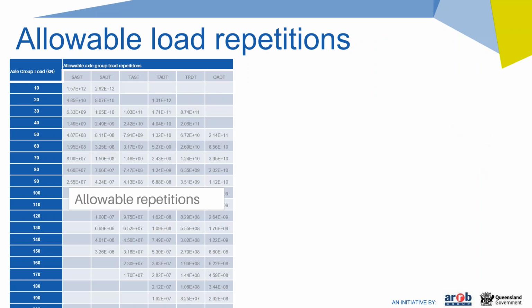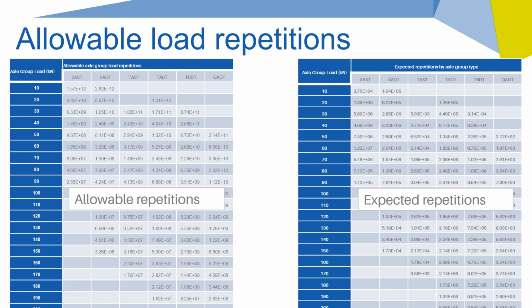Actually, here it is shown on this slide. So I've actually applied that equation from the previous slide into every cell within that table, and it's given us the allowable loading for every combination of axle group type and every load level. So we're now at the point where we can start comparing this to the design traffic, or our expected repetitions, which is that table there that we saw earlier in the presentation.